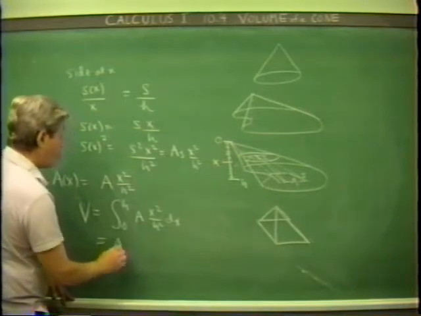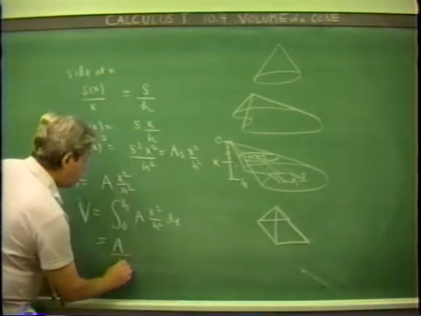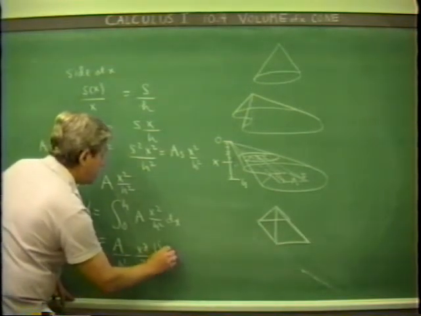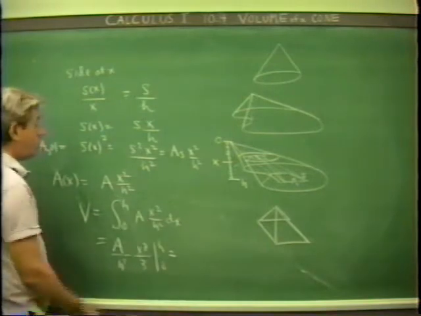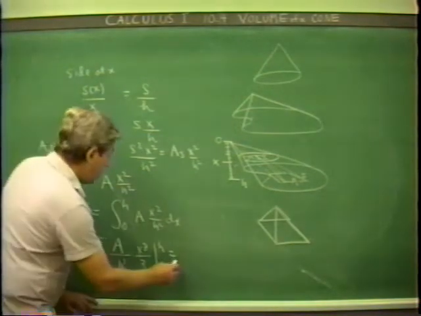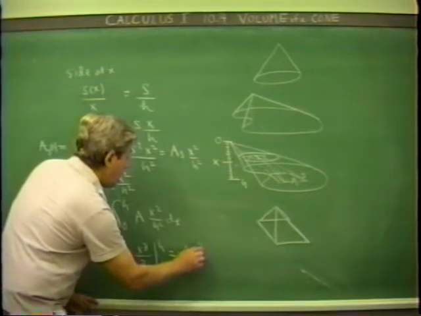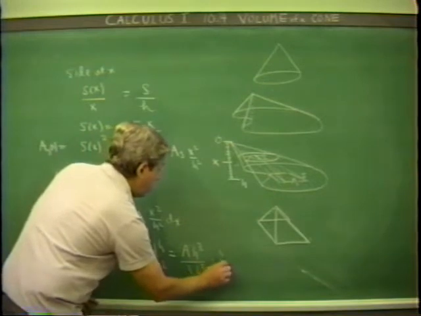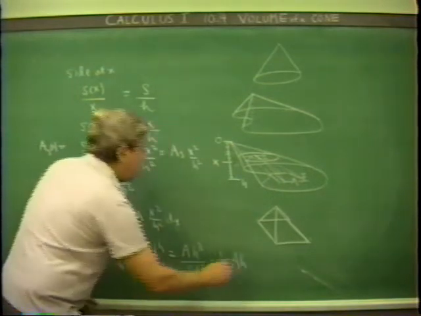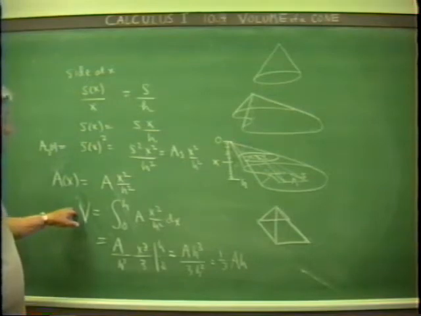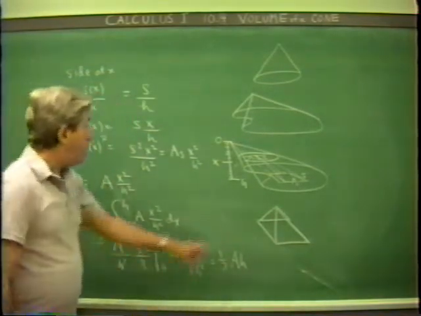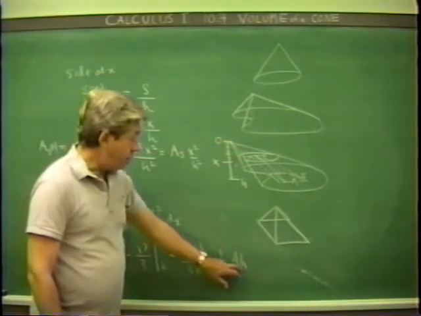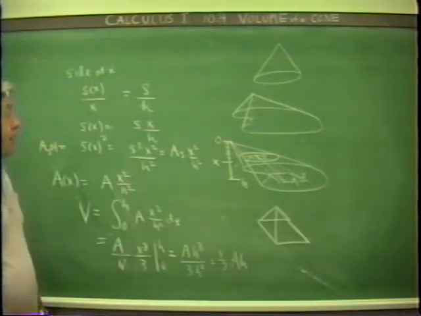And this now is equal to A over h squared times x cubed over 3 evaluated from 0 to h, since the antiderivative of x squared is x cubed over 3. So this is going to be equal to A h cubed over 3h squared, or 1/3 Ah. So if the area is A and the height of the cone is h, then the volume is given by 1/3 the area of the base times the height.